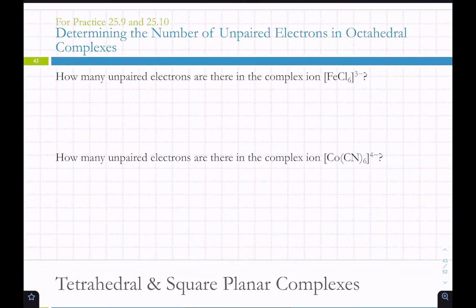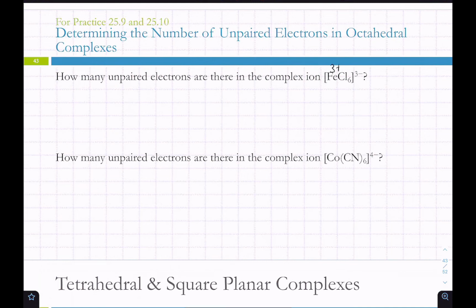Okay, so how many unpaired electrons are there in the complex ion hexachloroiron(III)? How many electrons is this iron going to have? What's the oxidation state of the iron? 3. Okay, yeah, so the oxidation state on the iron is going to be 3. This is going to be a 3 plus.